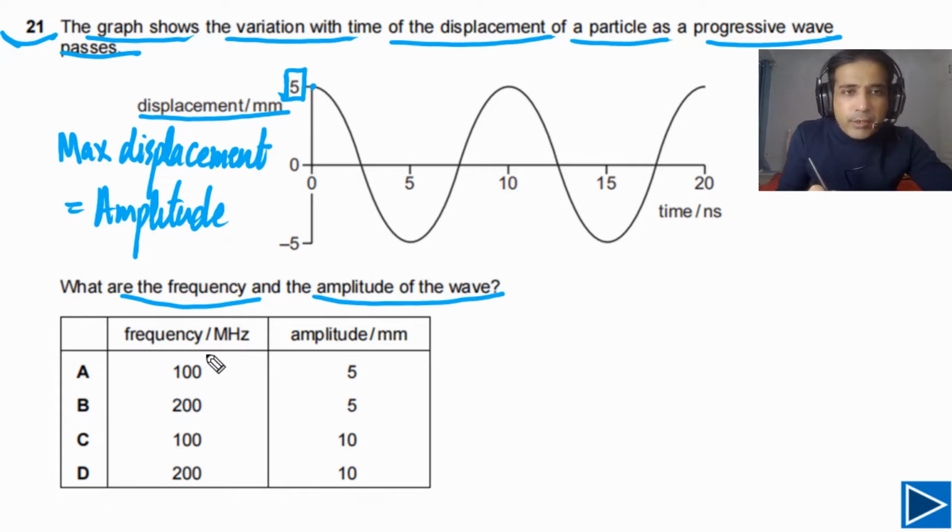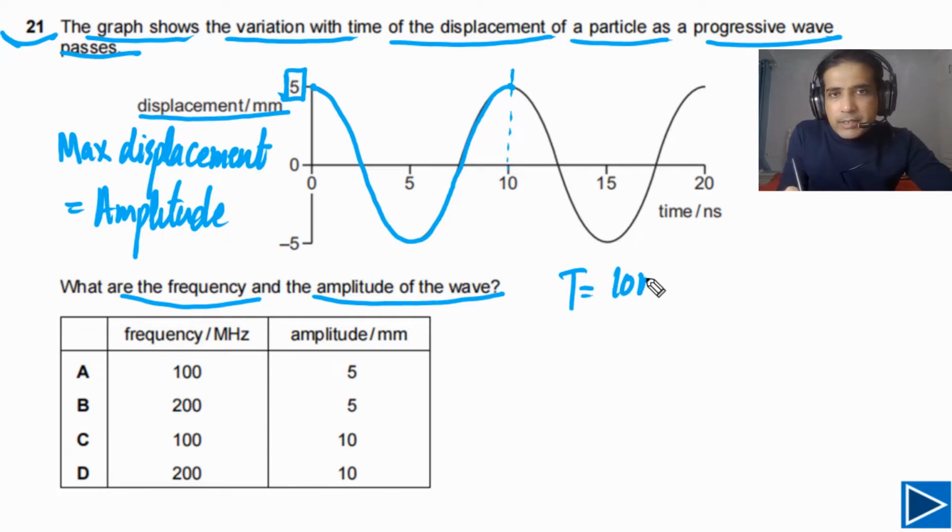Now we need to find out frequency, but we can find out time period from here. Time taken to complete one cycle, or we can say time taken for one wave to pass through a point, is one time period. So in this case, T is equal to 10 nanoseconds. So simply we can say 10 times 10 to negative 9 seconds. Simply we can say this is 10 to negative 8 seconds.